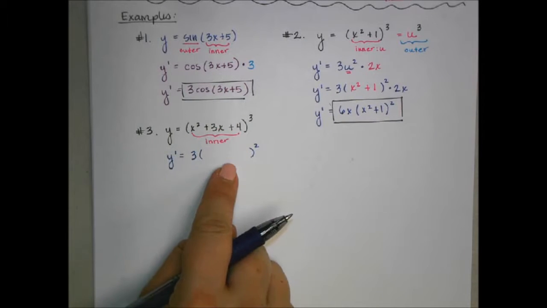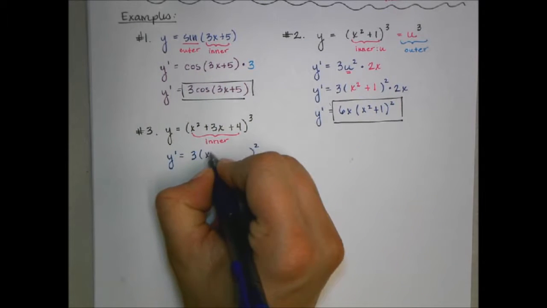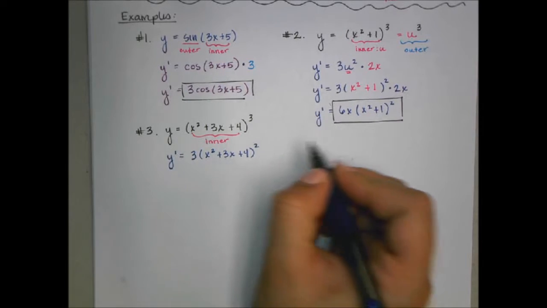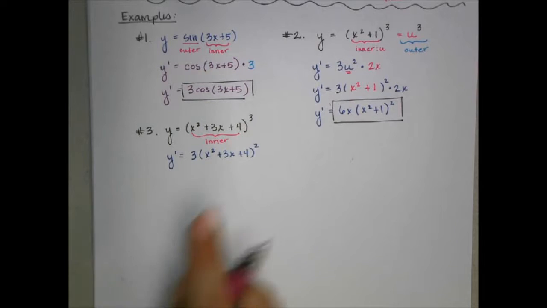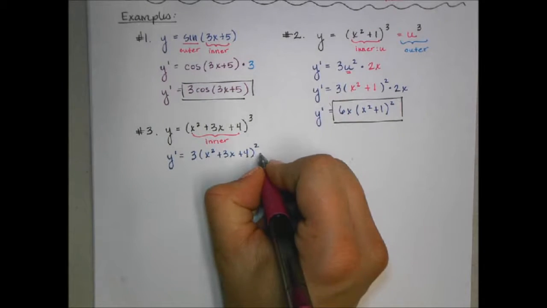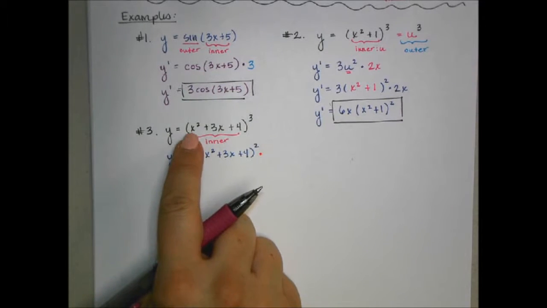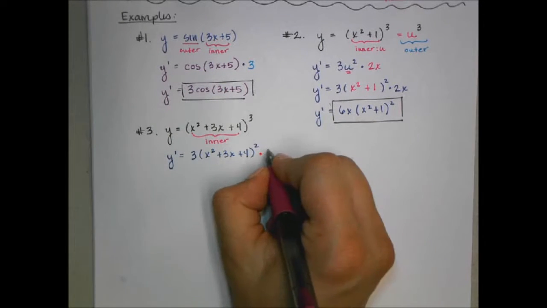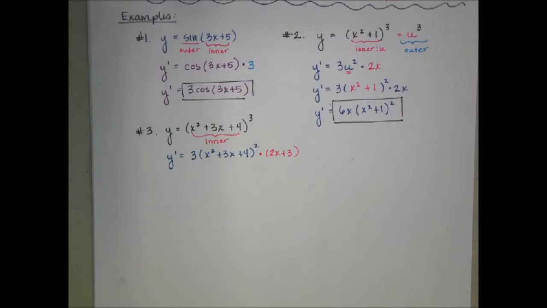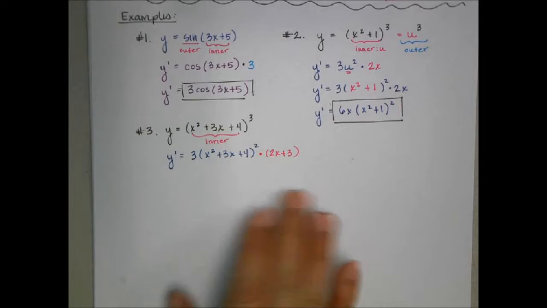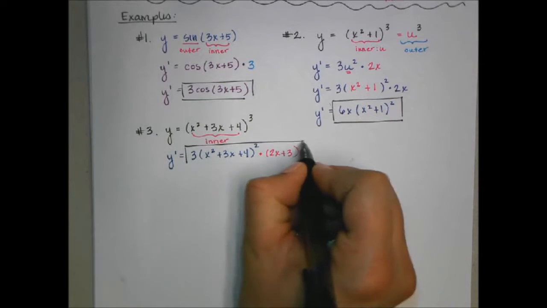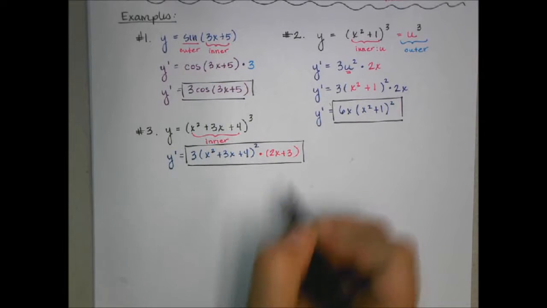So this carries down. And then our last step is to multiply by the derivative of what's inside, or by the inner function's derivative. So the derivative there would be 2x plus 3. Not much you can do to clean that up, so that's going to be it for our derivative. Right, number 4.